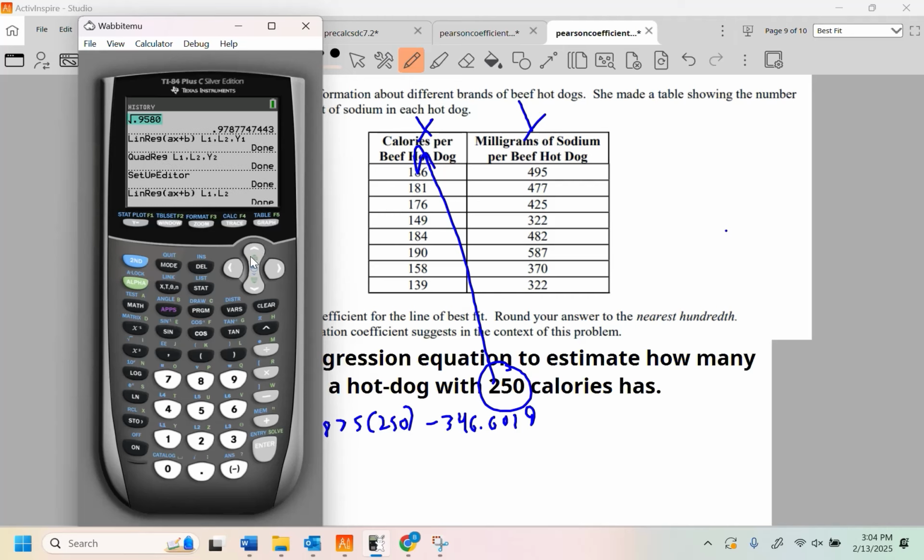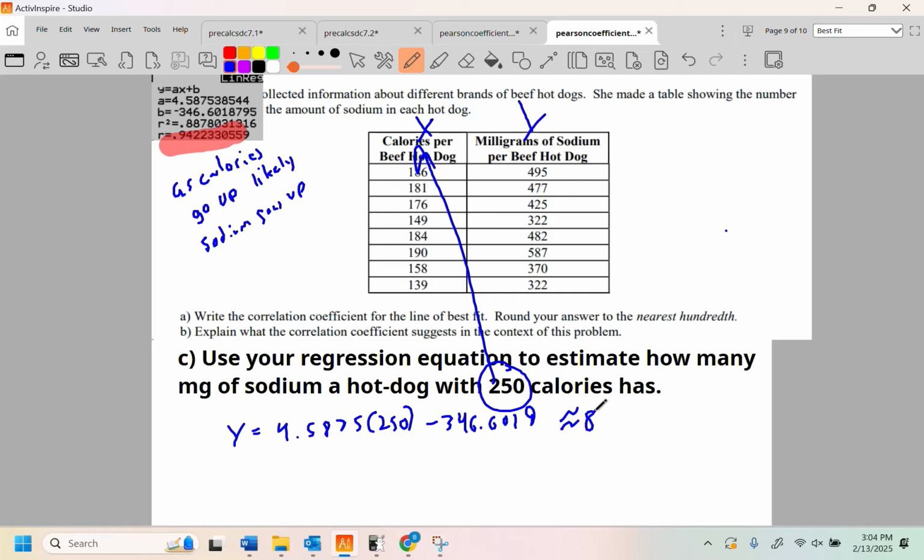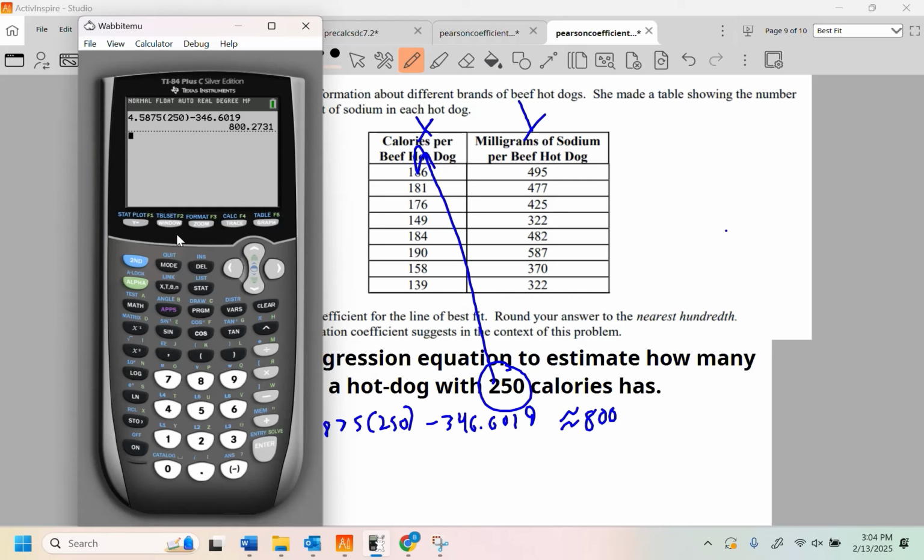The second time I've done these notes, I modified them. There it is. It's 800.2731. It's about 800. About 800 milligrams. So anyways, I wanted to spend some more time on this. And I know you don't want to watch it, but whatever.